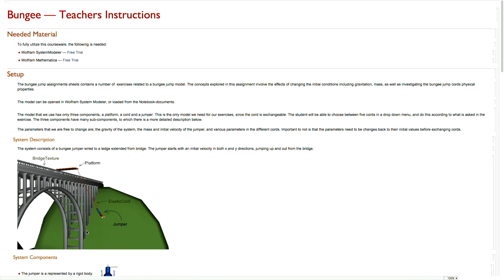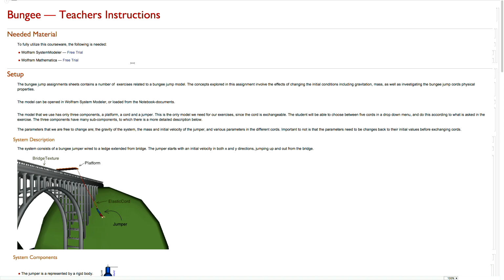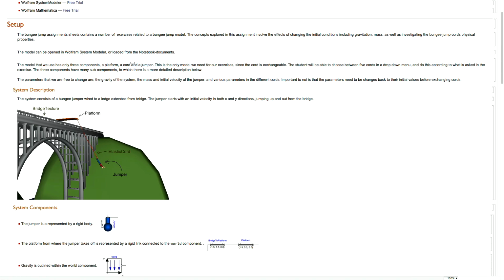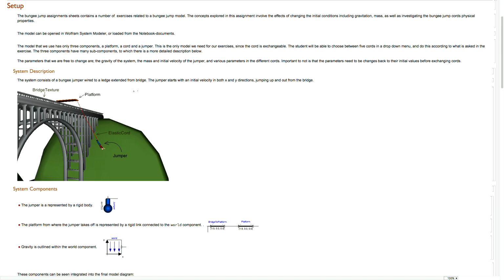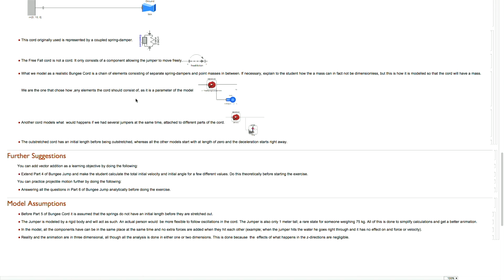let's open the teacher instructions. The teacher instructions come with things. First, it gives the teacher what kind of background you need, which software you need to download, how the setup is, and a lot of details about the model that typically the student won't really see, but it's good for the teacher to have that background knowledge.